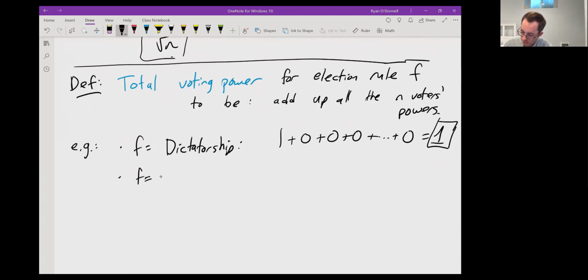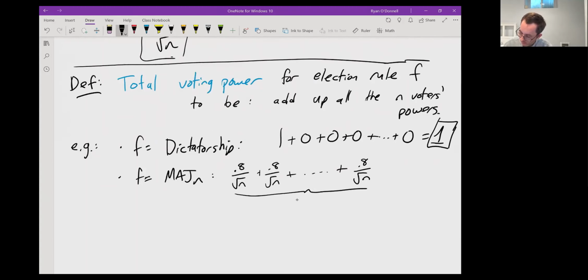All right. And at the other, popular extreme, what if we have direct majority? Well, I told you everybody has voting power that's basically 0.8 over root n. So we get 0.8 over root n plus 0.8 over root n, plus dot dot dot, plus 0.8 over root n. There are n voters, so we get 0.8 over root n times n, which is basically 0.8 times root n. So if the US population is 300 million, this is maybe 17,000 or something, which is a lot bigger than 1, which is kind of nice.